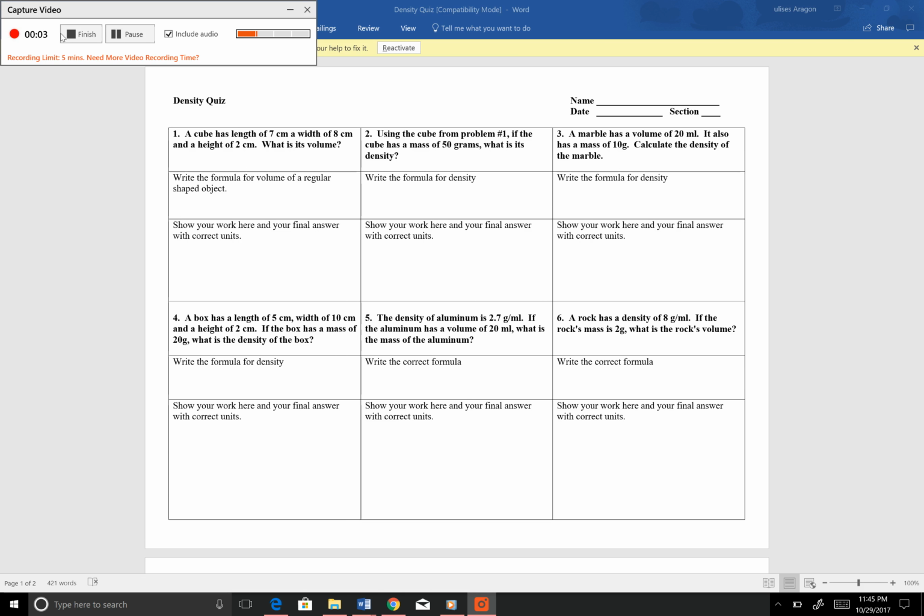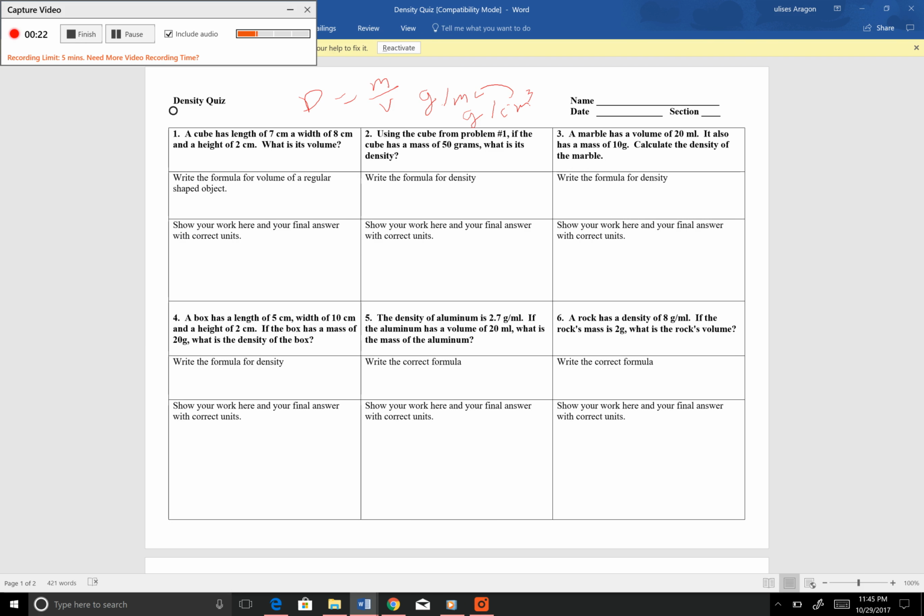What I want to let you guys know is that density is equal to mass divided by volume. And the unit of measure is actually grams per milliliter, or you could say grams per centimeter cubed. Centimeter cubed and milliliters are actually the same thing.